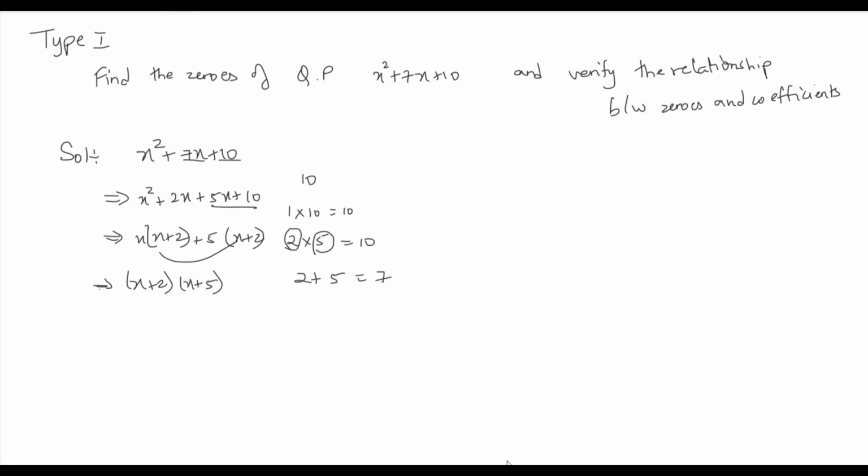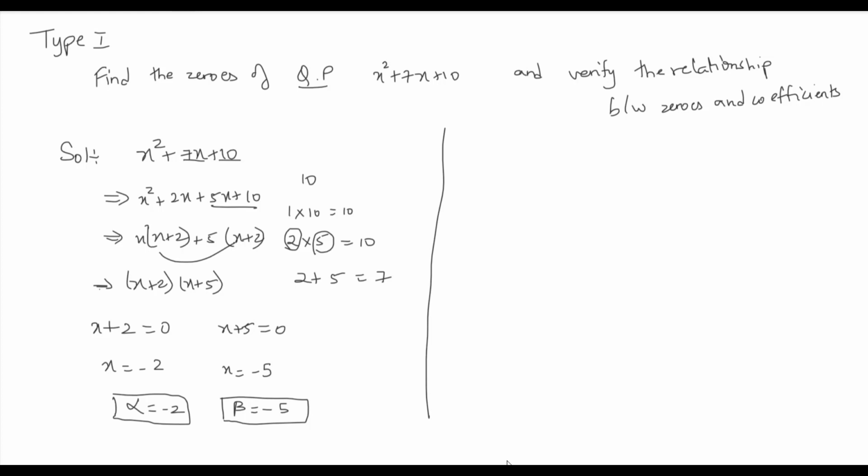Now, after finding the factors, we need to find the zeros. How will you find the zeros? As we have learned in our class 9, we have to just equate the factors to 0. And another, x plus 5, also equate to 0. So, x is equal to minus 2 and x is equal to minus 5. Therefore, alpha is minus 2, beta is minus 5. Here we have a quadratic polynomial and we got two zeros, one is alpha and another one is beta. Now, the next step is to verify.